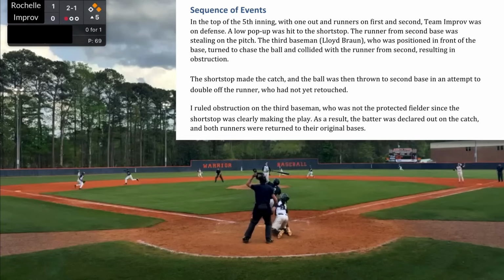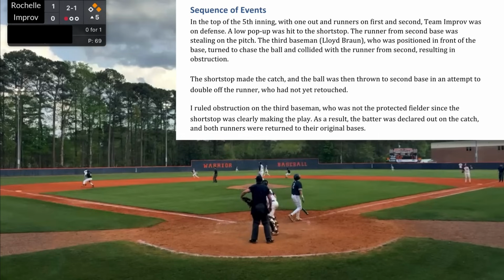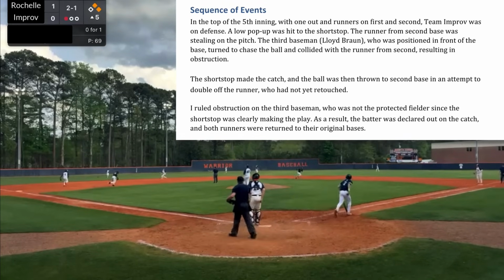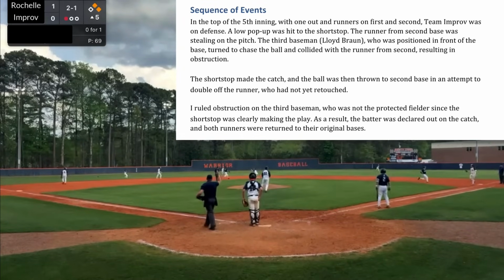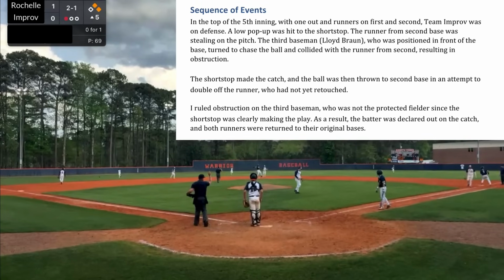The third baseman, Lloyd Braun, who was positioned in front of the base, turned to chase the ball and collided with the runner from second, resulting in obstruction. The shortstop made the catch, and the ball was then thrown to second base in an attempt to double off the runner, who had not yet retouched.